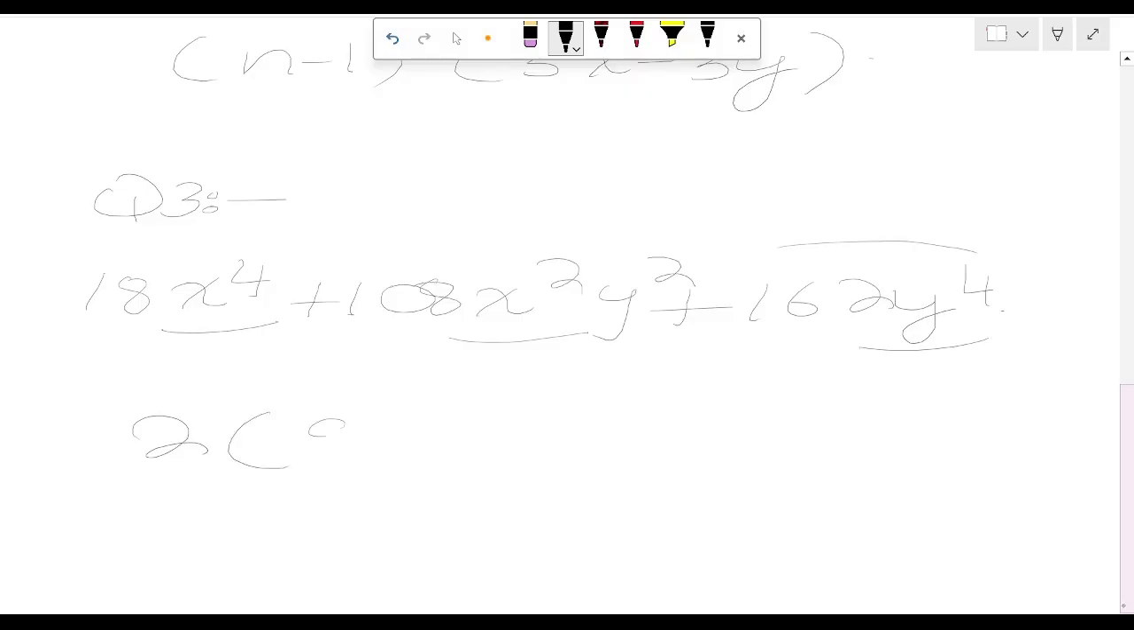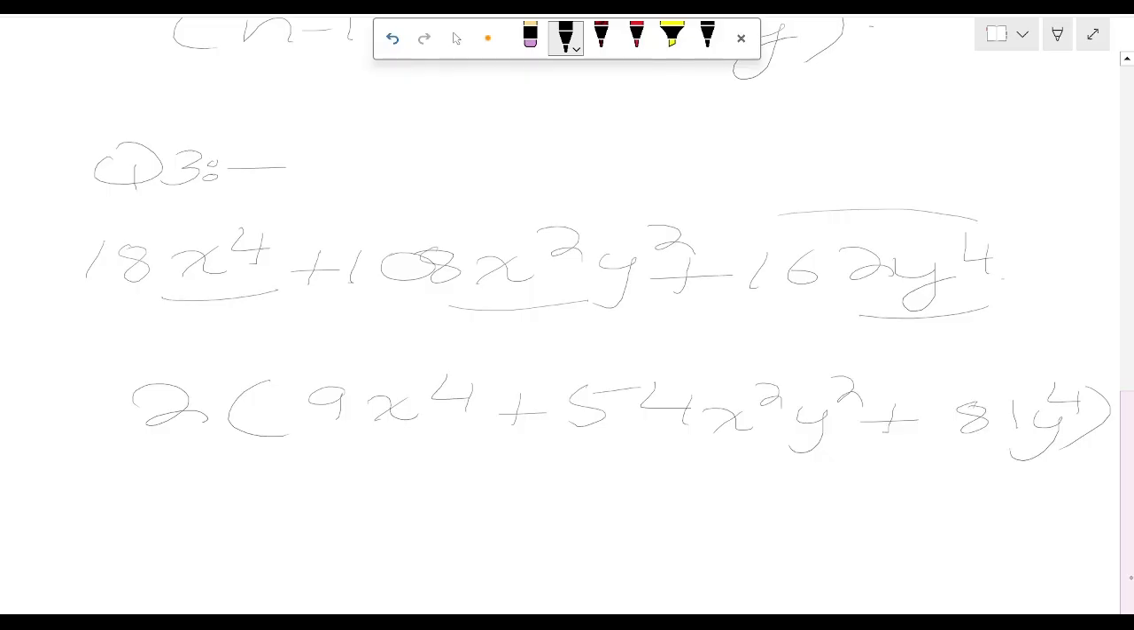18 divided by 2 is 9. 108 divided by 2 is 54. And then 162 divided by 2 is 81. And this will be your answer. But you need to simplify it much further now. So if we take a quick glance at this expression, you will see that 9x power 4 can be factorized further, and same for 81y power 4.